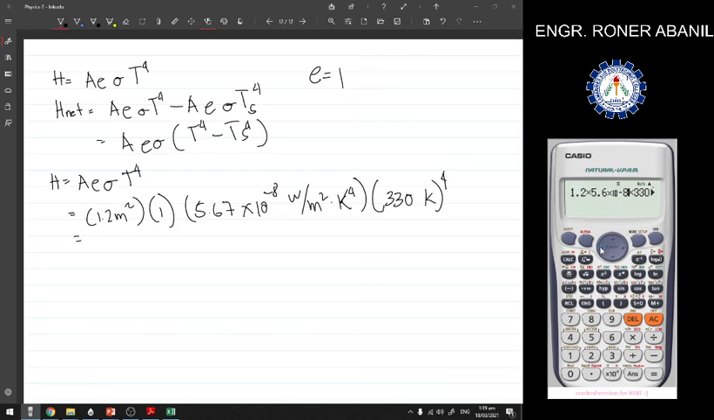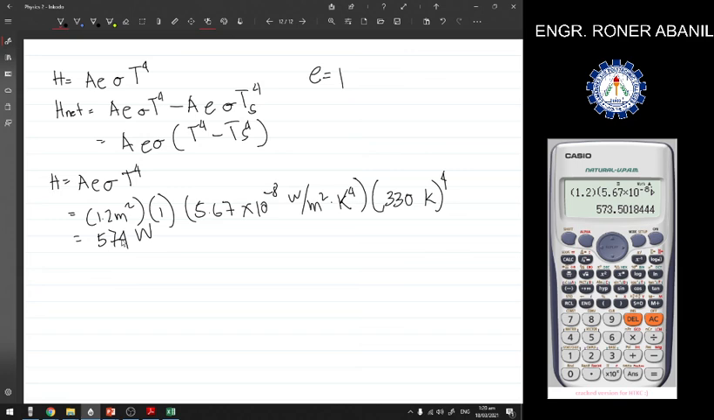Wait, what came out for me is wrong. Do it again. 1.2, 5.67 times 10 raised to negative 8, multiply by 303 raised to 4. There. So, what comes out is 574 watts.